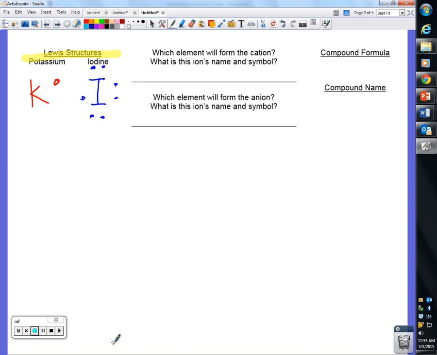Julia, which one is the metal, potassium or iodine? Potassium. And that means what is potassium looking to do with that electron? Give it away. That means iodine is what? First, is it a metal or non-metal? Non-metal, and that means it's looking to what? Gain electrons, right? And that means we have a real nice convenient situation where this happens, right?